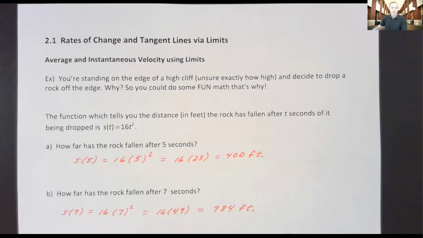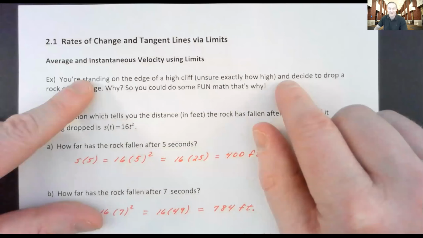Hi all. We're starting our Chapter 2 notes with the concepts of rates of change of tangent lines via limits. Now, the way that we're going to start off this section and try to get to the logic of a limit is through some examples here. And the examples I'll use are a physics example of throwing a rock off of a cliff.